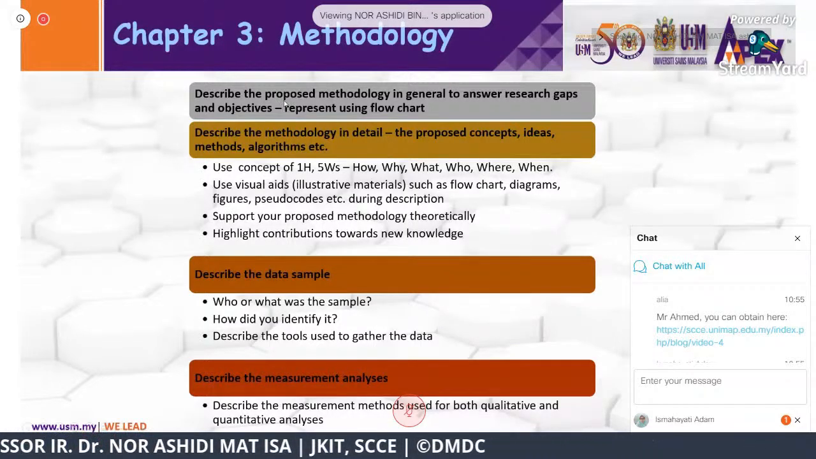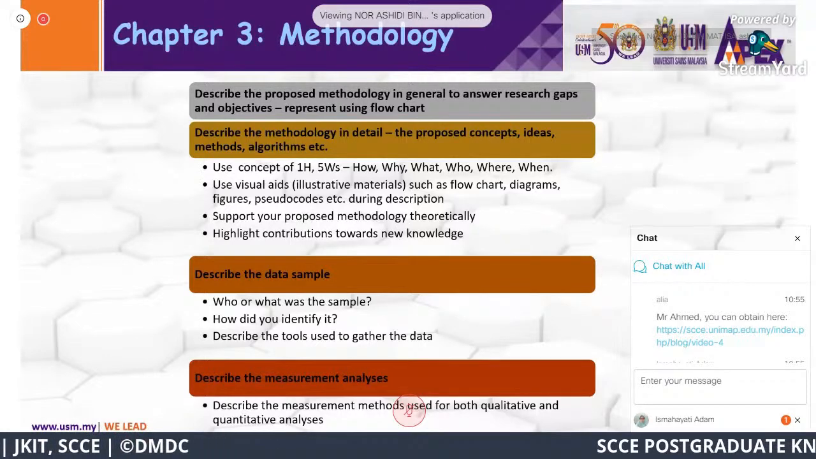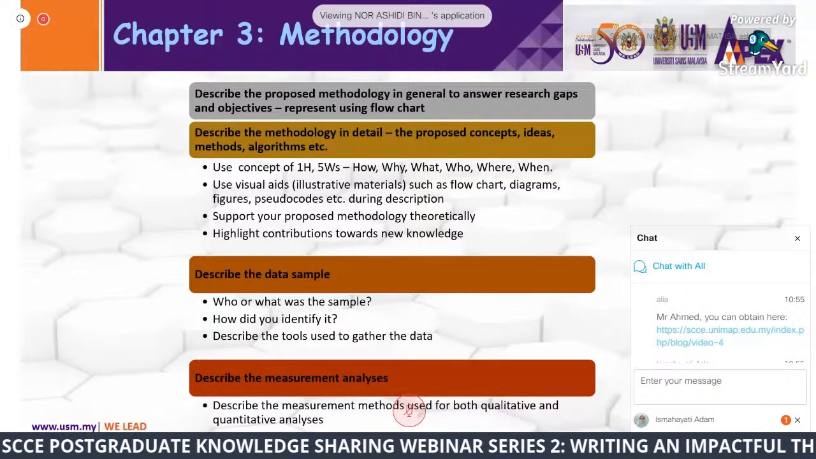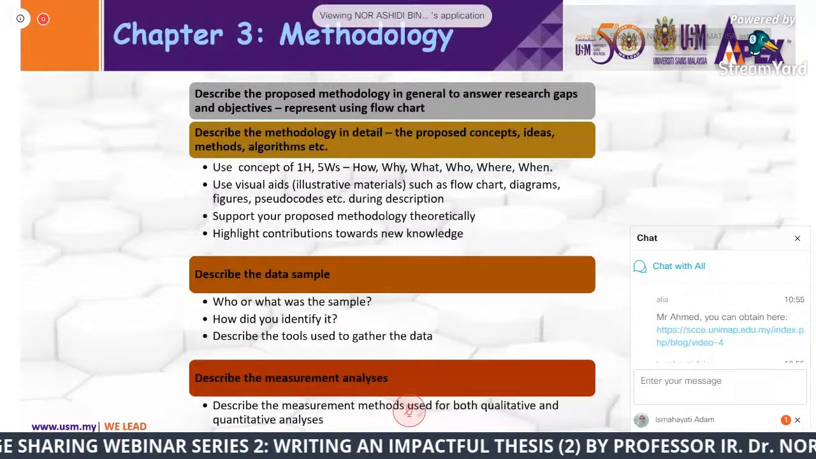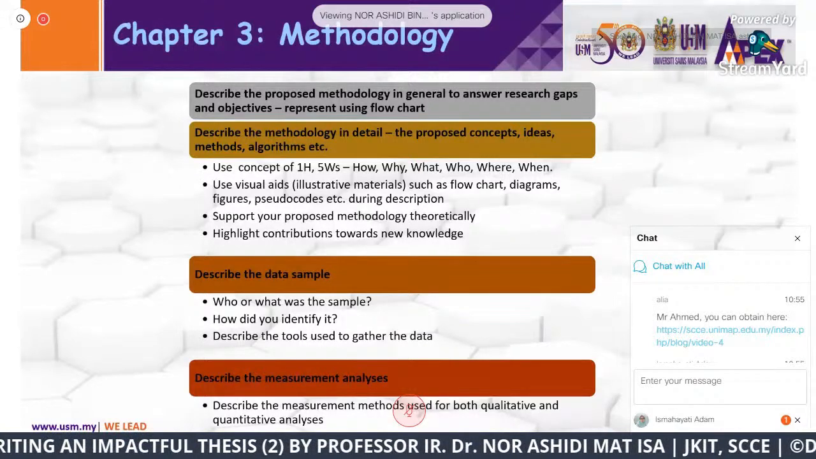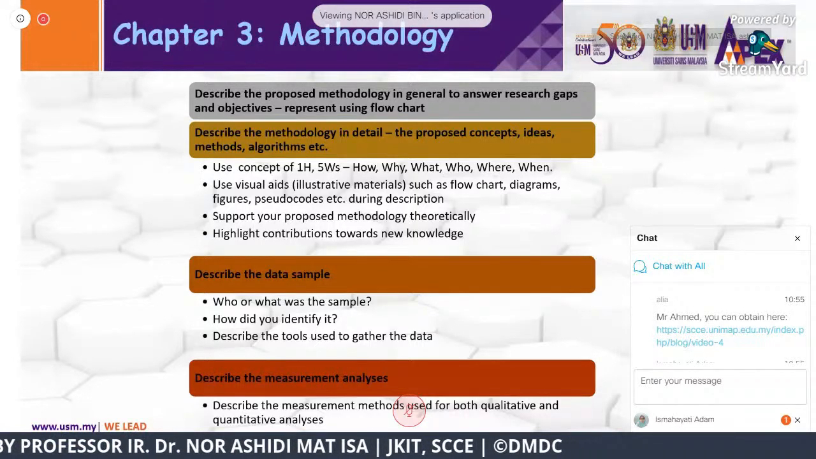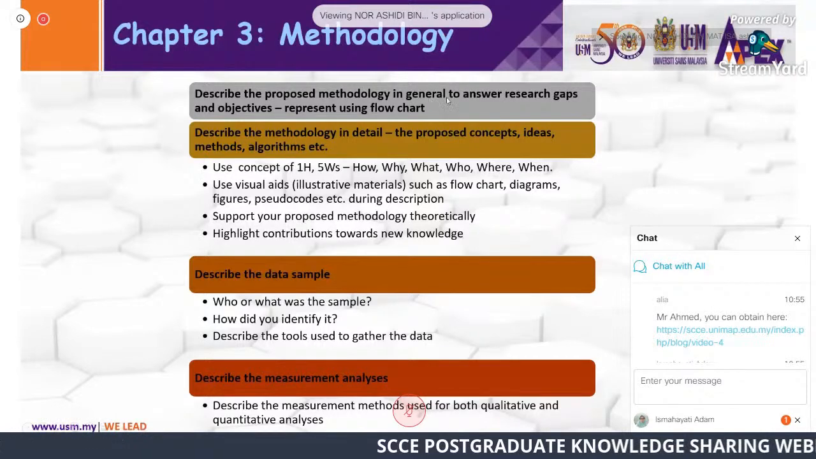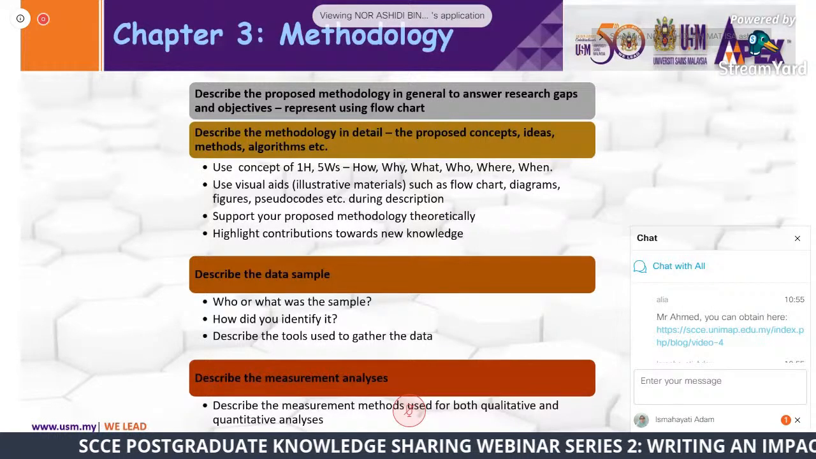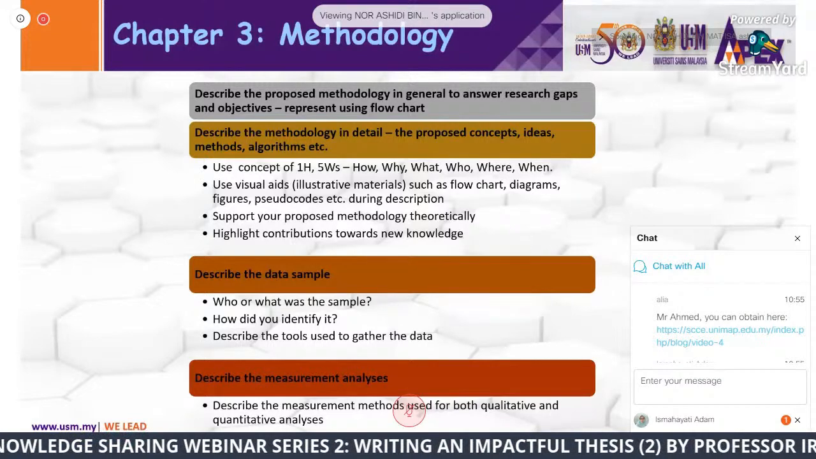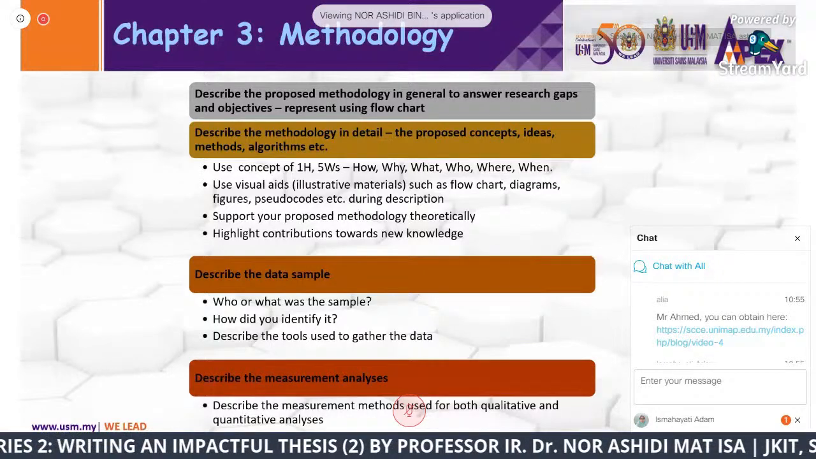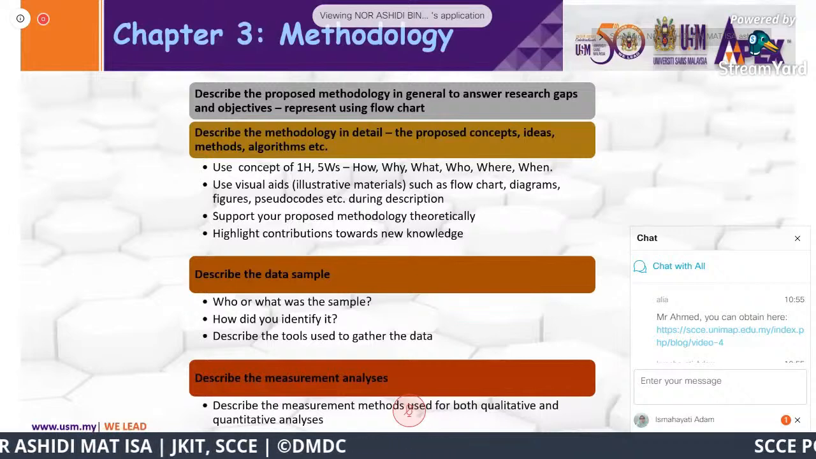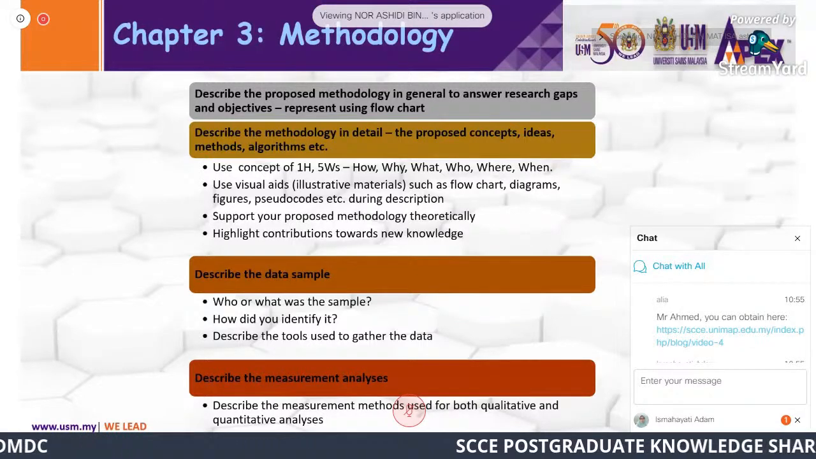As I mentioned, methodology is like selling something. Let's say you are a salesman or salesgirl and you want to sell a pen from door to door, house to house. At the beginning, you knock on the door and give salam, good morning, good afternoon. This is the general part. I'm Ashidi, and I want to sell you a pen. This pen has such and such. That's in general: how the pen functions. Then it comes to the details.